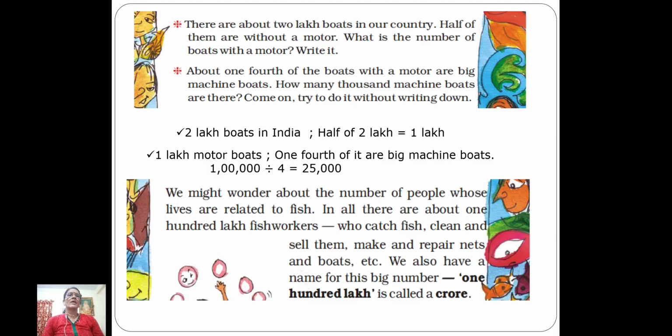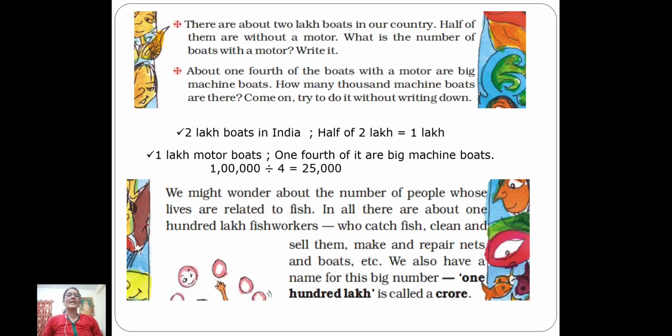Yes, simple. If 2 lakh total boats are there, half are without a motor, so half of them are with a motor. So how much? What is the half of 2 lakh? Yes, any guesses? Half of 100 is 50. Half of 1000? 500, right? So half of 1 lakh, how much? Come on, guess. It is 50,000, right? So half of 2 lakh is 1 lakh. So how many motor boats are there? 1 lakh. So 1 lakh motor boats.